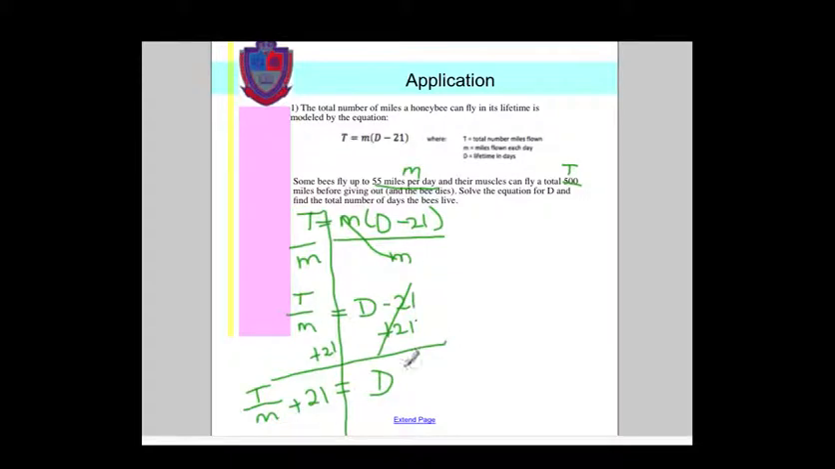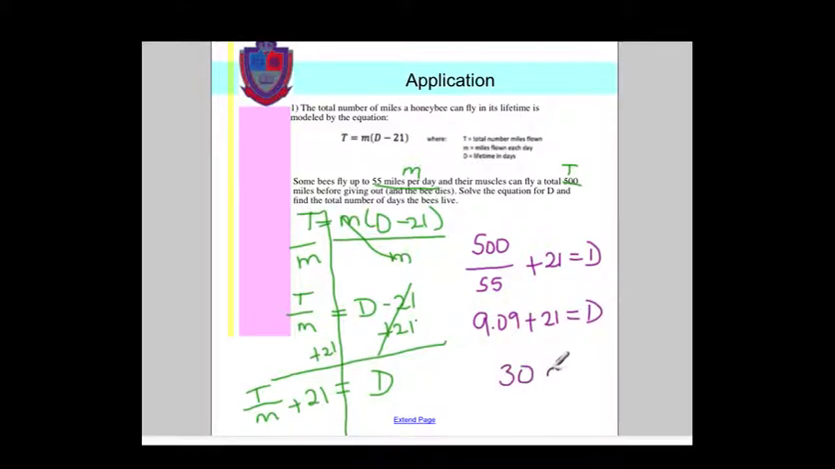So now that I've solved for d by itself, the next part of the question says, how can we find d? So remember, we had some numbers, so we know that t is 500, m is 55, plus 21 will give me the days. So if you were to work this out in the calculator, you will get 9.09 plus 21 is equal to d. To round this to the number of days, we'll get 30 is approximately equal to d, meaning 30 days the bees will be alive for.